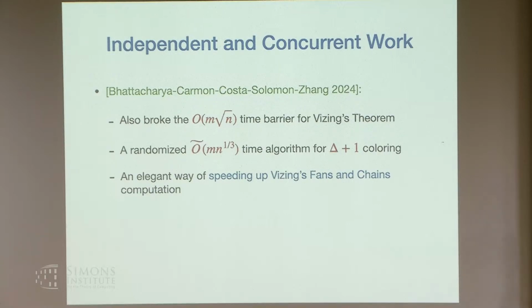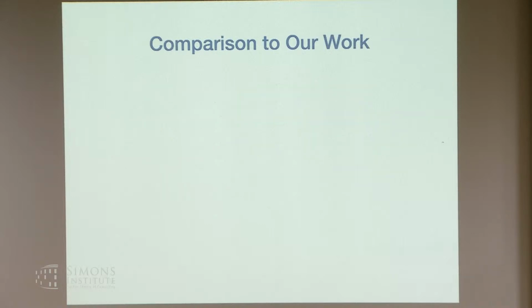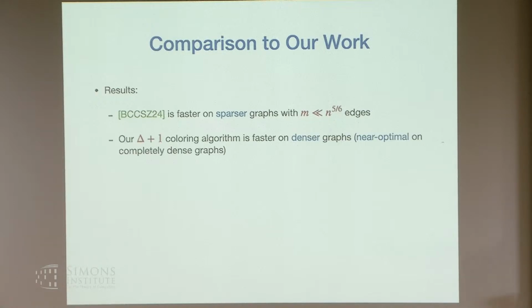They found a way to speed up the way that Vizing was coloring the edges using fans and chains, to do that part faster than spending order n time in the worst case always. And a very quick comparison is that their result is going to be faster when the graph is a bit sparser, specifically has this many edges. And ours is going to be faster, especially the delta plus 1 coloring result, when the graph is denser. And eventually, when the graph is completely dense, we achieve near optimal bounds. Well, this one is a bit always above the near optimal.